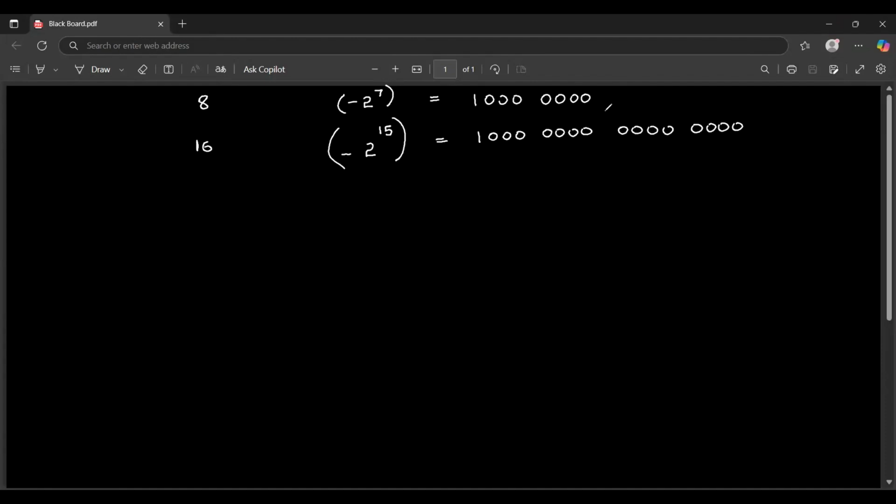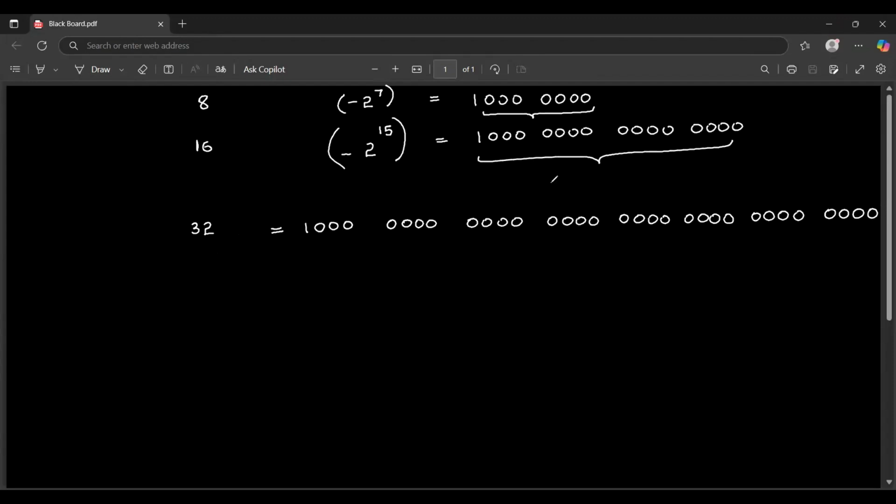So what am I trying to say here? If they ask you to find the lowest number by giving a random number of bits, for example, let's say they are giving 32, the smallest number that you can represent using the 2's complement system with 32 bits, you can directly write it down as 1 followed by thirty-one 0s. See, here we have 8 bits, here we have 16 bits, here we have 32 bits. Only the first bit is 1. This is a small pattern that you can see.